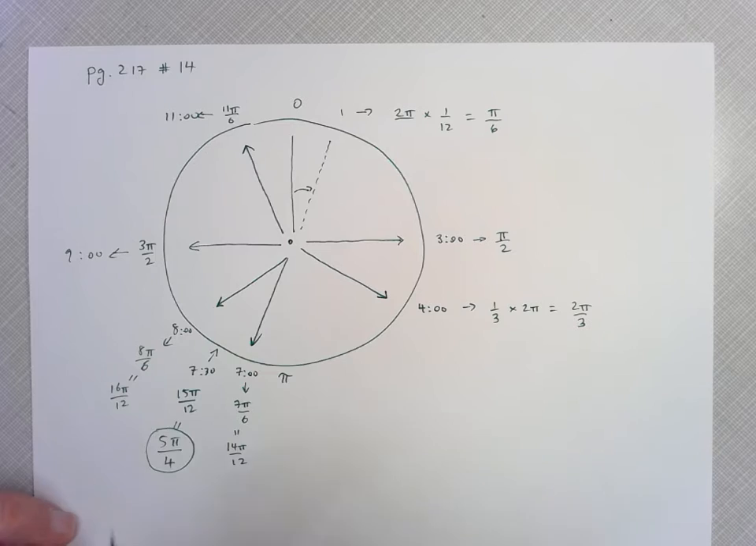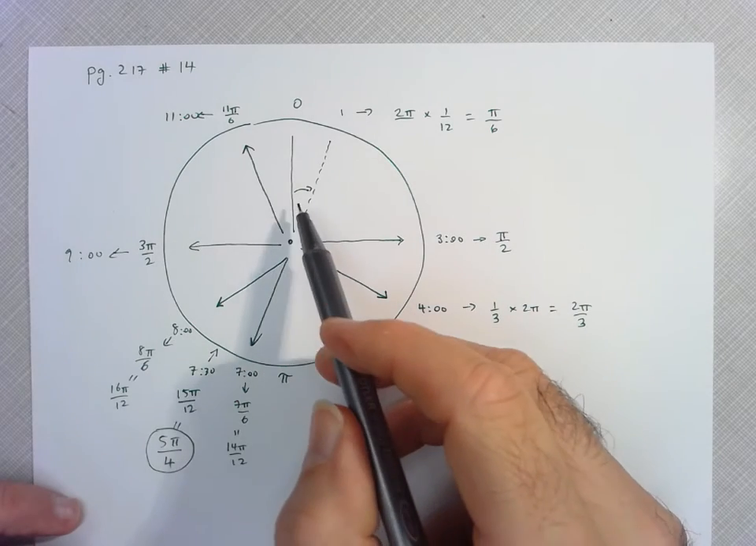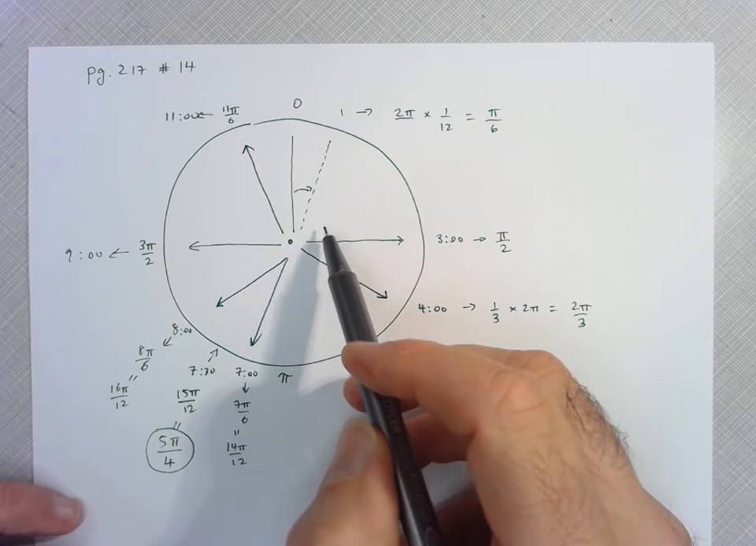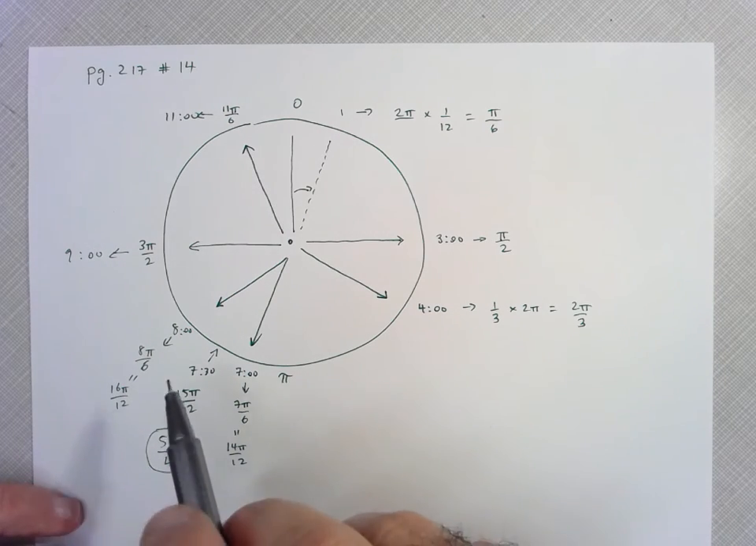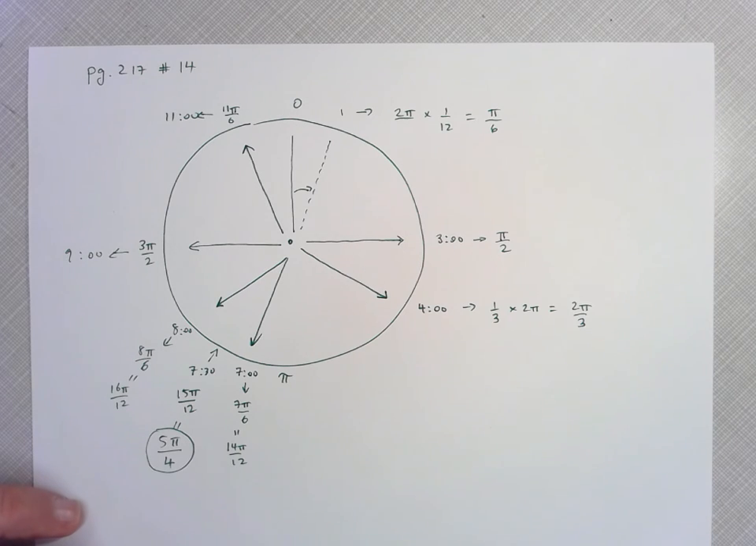Okay, so here again what we just did is we used sections of the circle, knowing that going all the way around is equal to 2 pi, and that allowed us to figure out all these different scenarios. Okay, that's it for this one.